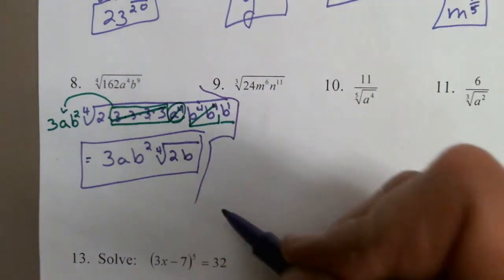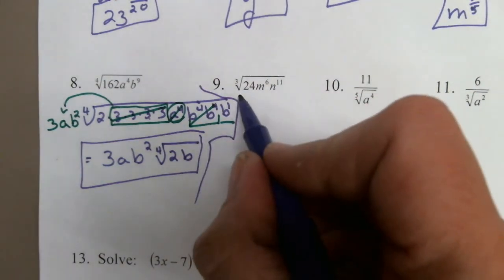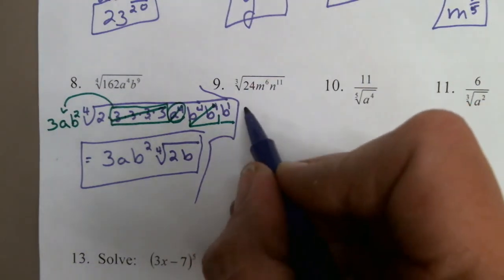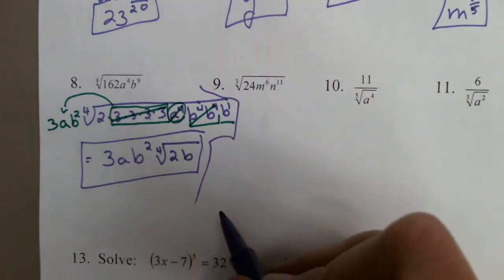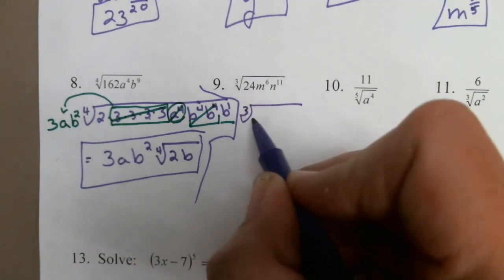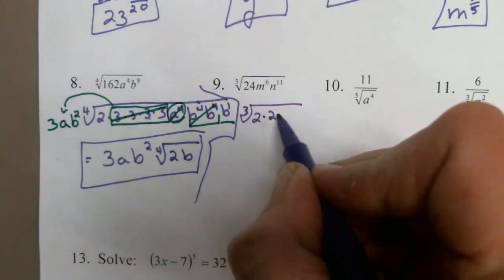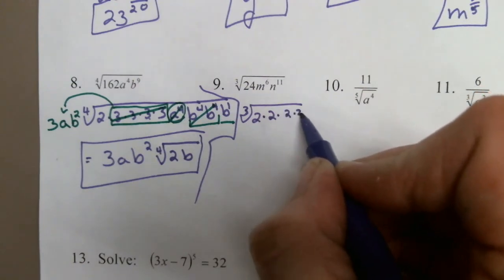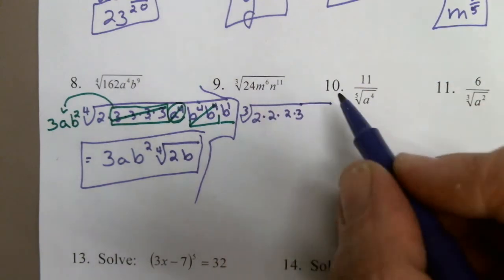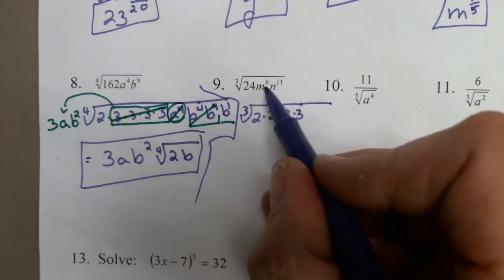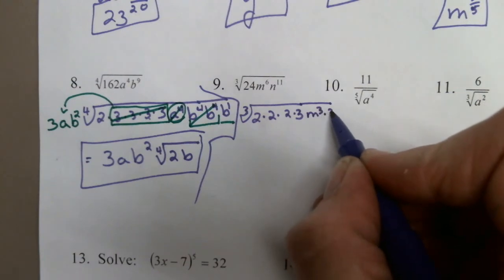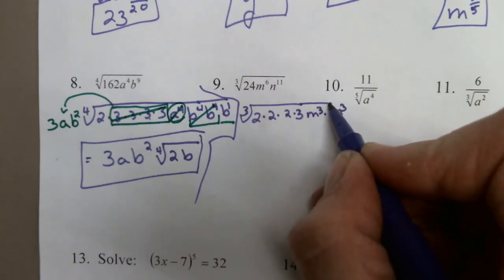Number 9. The third root, or cube root, of 24m to the 6th n to the 11th. We'll do the same thing as number 8. We'll go through and do the prime factors of 24. 24 is 2 times 12, which is 2 times 6, which is 2 times 3. So 2 times 2 times 2 times 3 is 24. And then we want powers of 3. M to the 6th, we can separate into m to the 3rd times m to the 3rd.